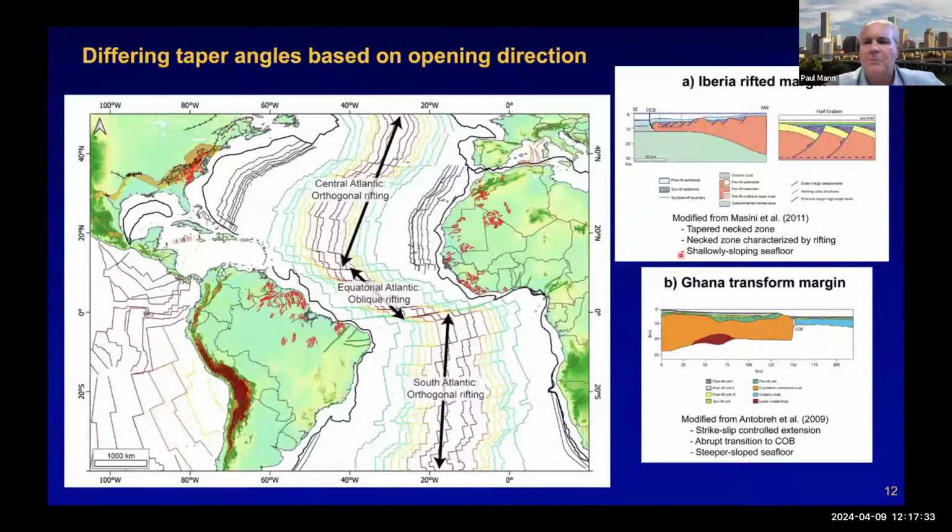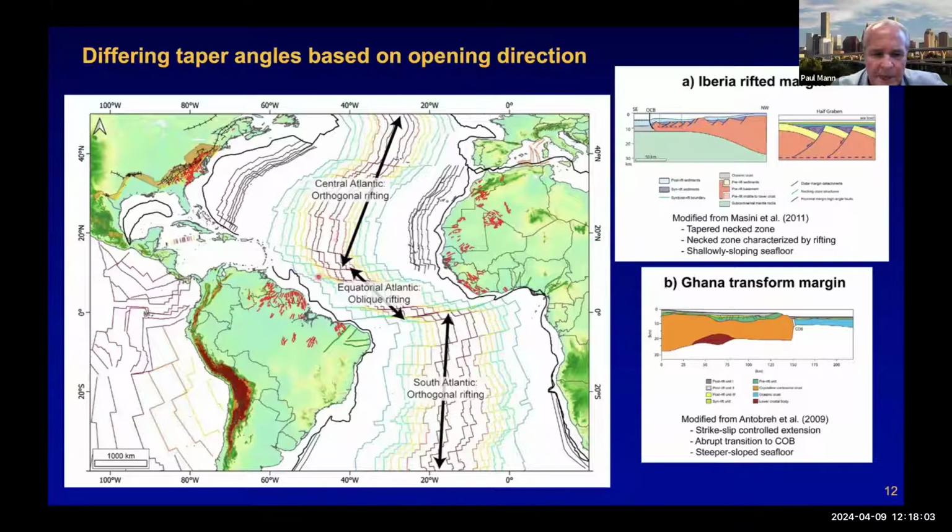Okay, so a couple of other housekeeping things about rifted margins. You hear this term tapered margins. It just refers to whether it's a low angle taper like this one here, or whether it's something much steeper like this one down here. So the low angle type tapers are what we call orthogonal rifting. For example, the Central Atlantic opened at right angles to this arrow here.